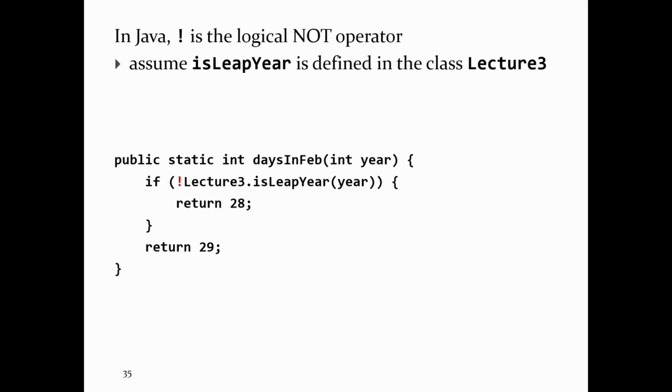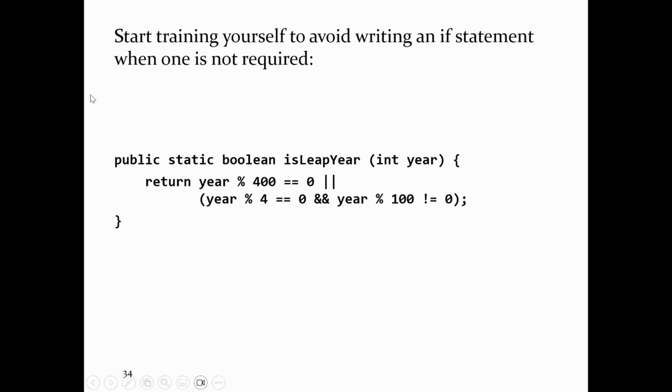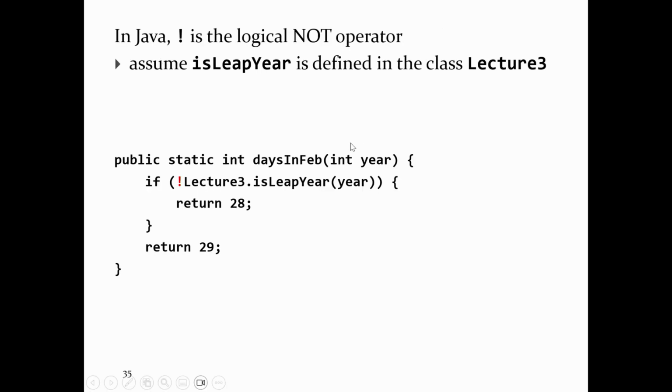Okay, great. Not. The not operator in Java is the exclamation mark on its own, right? So back here, that's not equals, right? But that's not an application of the not operator, right? On its own, the not operator negates the following logical condition, the logical value, right? So assume is leap year is defined in some class called lecture 3, which is in some other package, perhaps, doesn't matter, right? So I want to use the is leap year method to write another method, right?